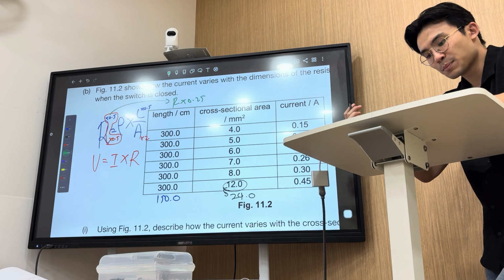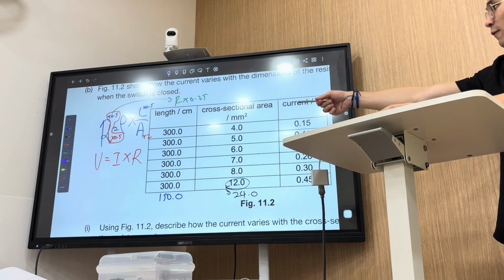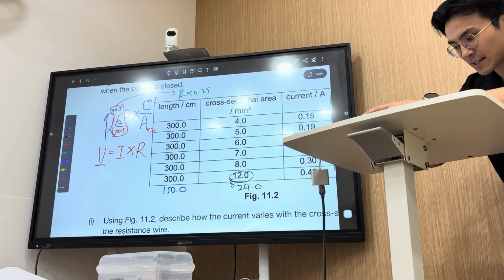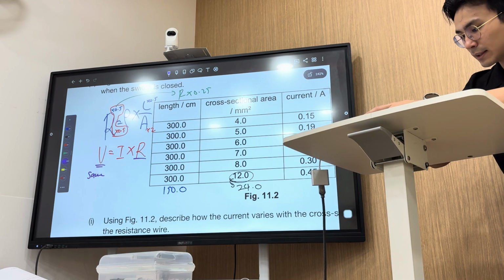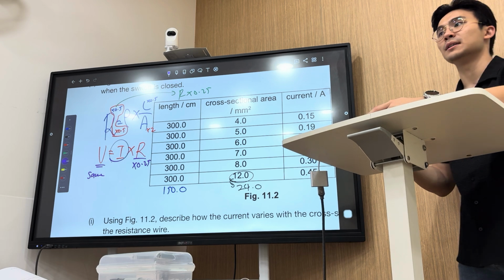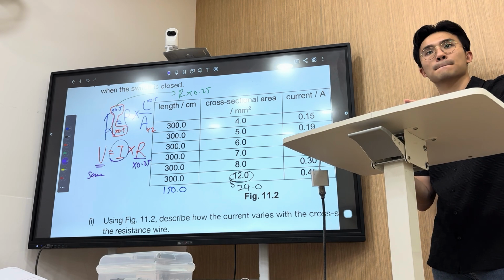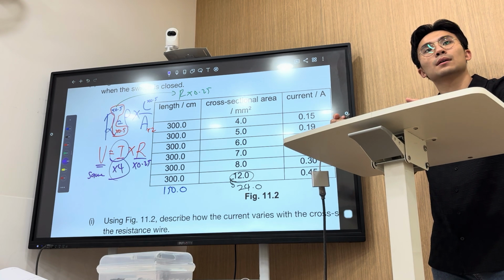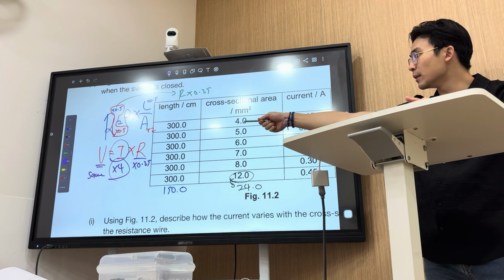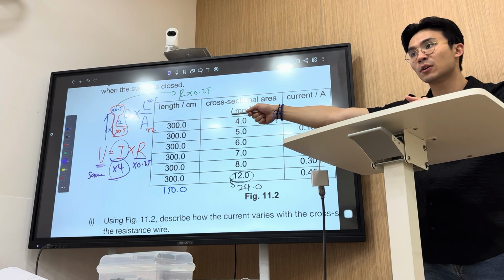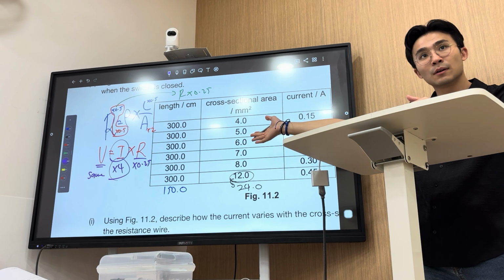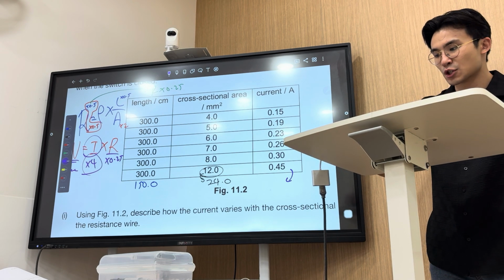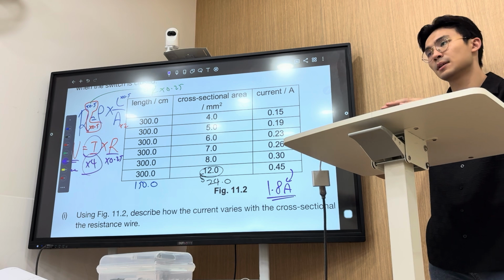Okay, then from this point it becomes a math question. Your voltage is the same, right? You're using the same battery, correct or not? So if V is the same, R times 0.25, what happens to your current? You will times 4. Resistance decreases by 4 times, so current must increase by 4 times. Agree or not? To maintain the same potential difference. So from 0.45, your answer should be 1.8 amperes.